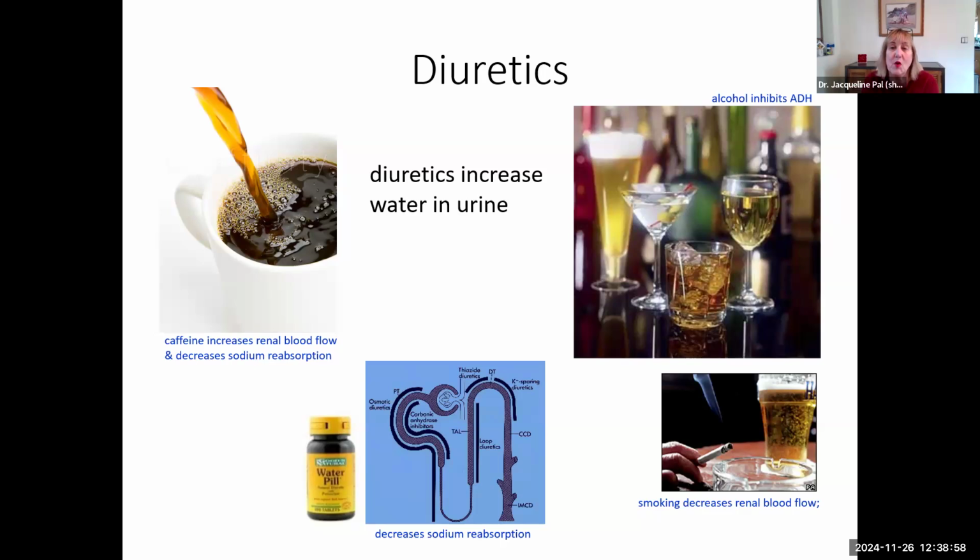Which means if you've ever been at a place where there are smokers and drinking, and if you are a non-smoker drinking with a smoker who is drinking, what you will notice is that you end up having to go to the bathroom a lot more than the smoker has to go to the bathroom, because the smoking negates the inhibition of the ADH. So the smoker just has a normal urine output.